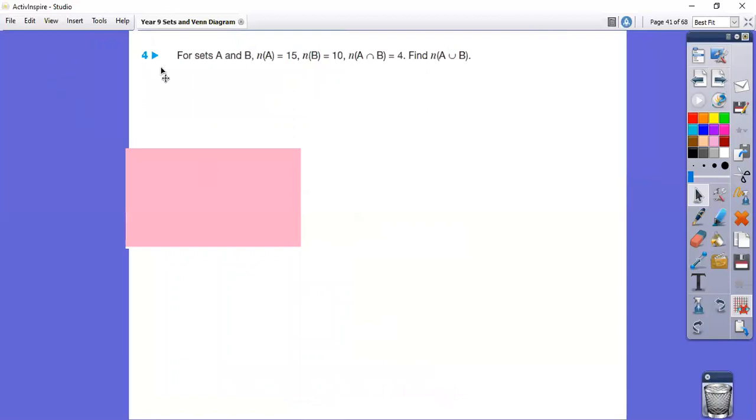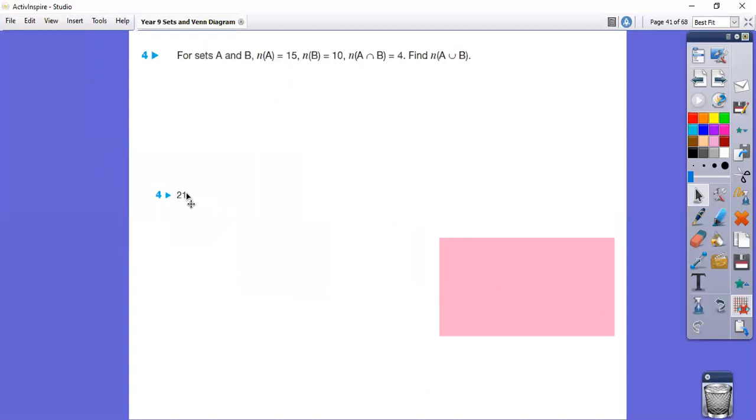Then our final question, question 4. For sets A and B, find the number of elements. The number of elements in A is 15, the number of elements in B is 10, and the number of elements in A intersect B is 4, so there are 4 common between the two. Then find the number of elements in A union B, so that's both of them combined. The answer there is 21.